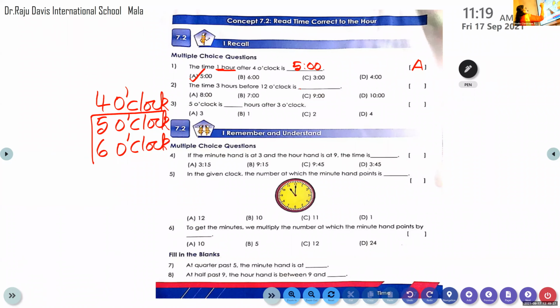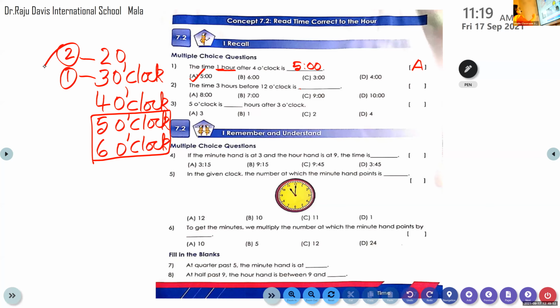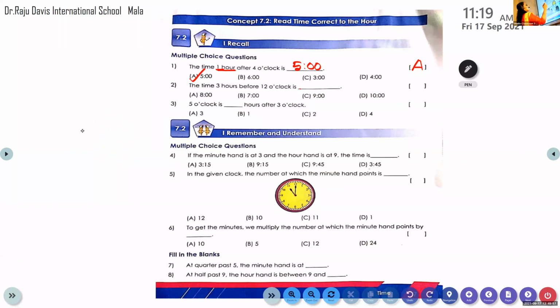Okay? And if it is before, you have to move backward. The number should go backward. If it is 1 hour before 4 o'clock, it will be 3 o'clock. This is the first hour you have moved. If it is asked about 2 hours before, then it will be 2 o'clock. You have to move 2 hours backward. Okay, good, Roshit. Now, second one, Rida.